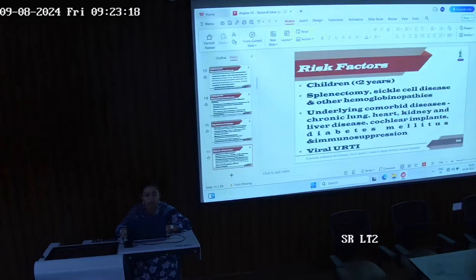Then what are the risk factors? Children less than 2 years of age, splenectomy, sickle cell disease, other hemoglobinopathies, then underlying comorbid diseases like chronic lung, heart, kidney or liver disease, cochlear implant patients, diabetic patients and immunosuppressed patients, then viral upper respiratory infection cases.